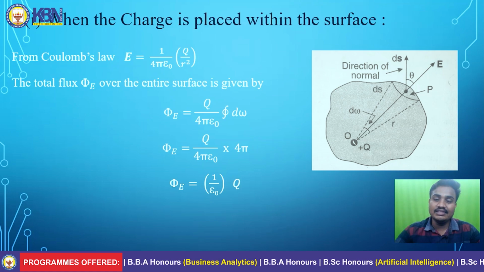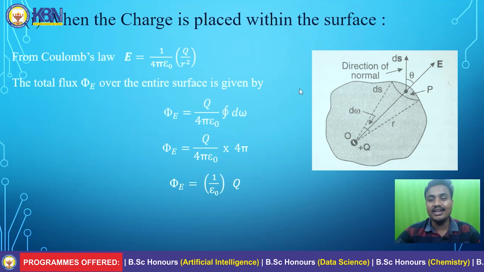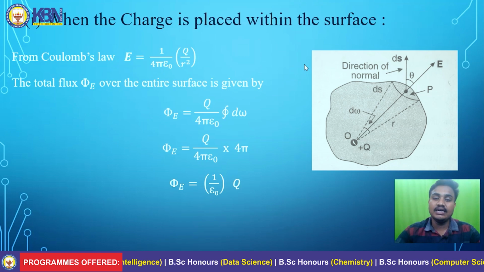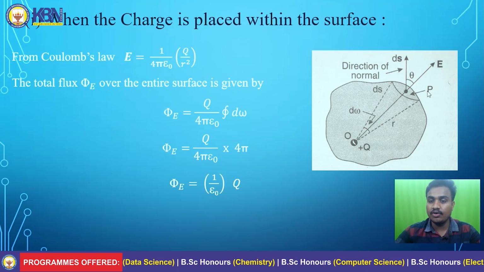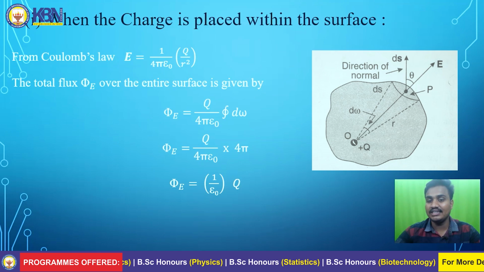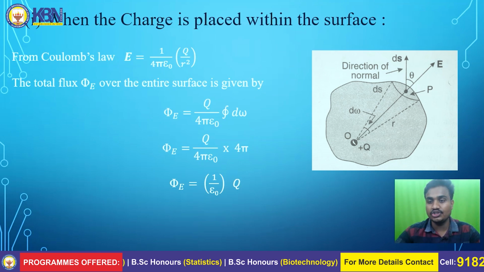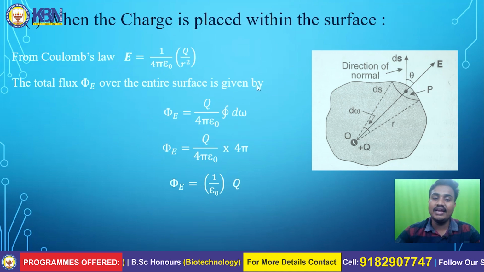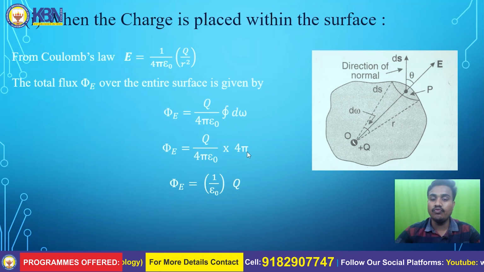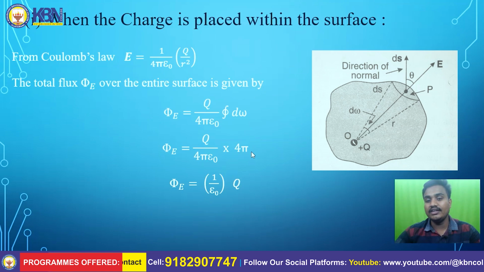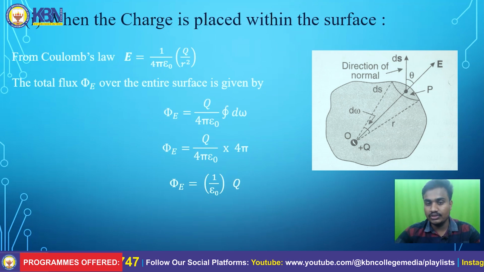Now in this case, from mathematical derivations we can see that the total normal electric flux phi e over the closed surface, or the entire surface, is given by phi e is equal to q by 4 pi epsilon naught times the surface integral of d omega. d omega is known as the solid angle. We know that the solid angle in this case is equal to 4 pi.